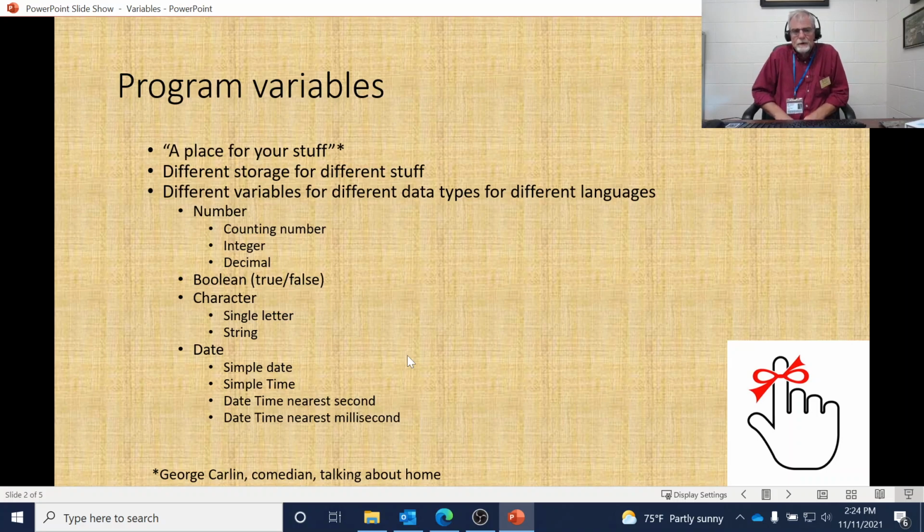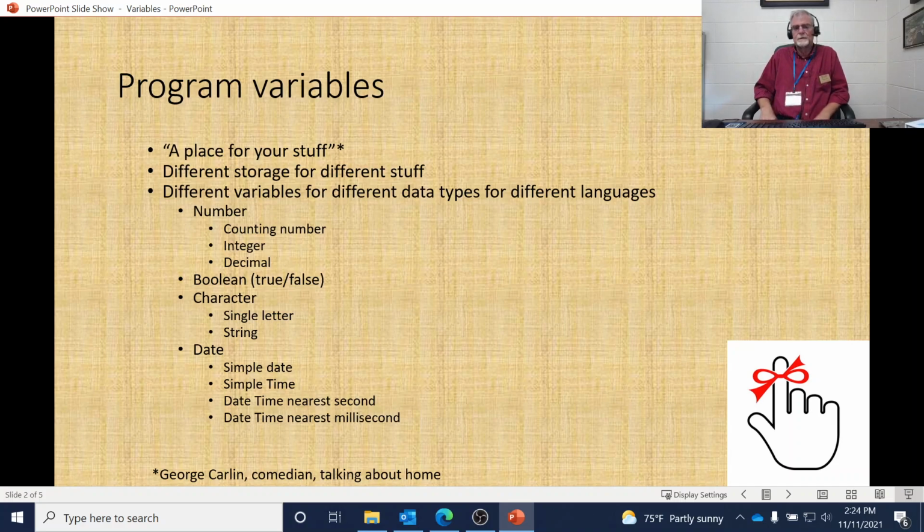Okay, program variables. Now I know you're thinking about variables, and some of you are having flashbacks to algebra. That's not quite what we're talking about here. To quote George Carlin, a variable is a place for your stuff. If there's something in the program that you have to remember, you've got to make a storage location for it.